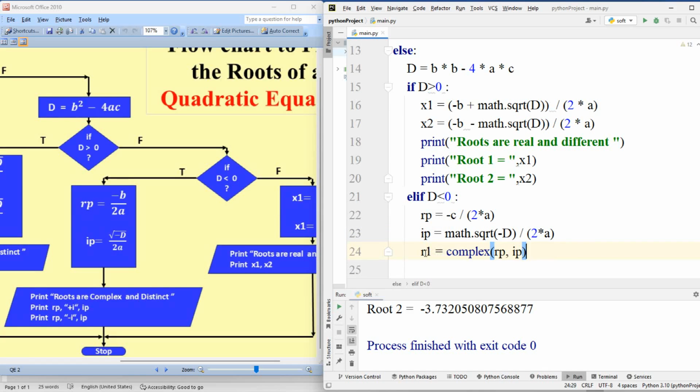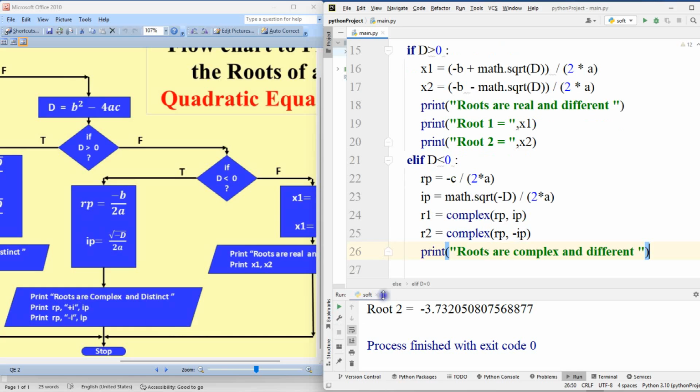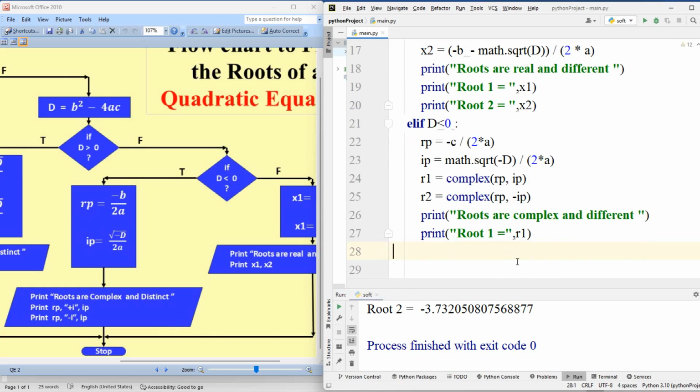There onwards, R1 equals complex of RP comma IP, R2 equals complex of RP comma minus IP. Before displaying these two values, first let us display the characteristics of roots using the print statement. Characteristics of roots are like this: roots are complex and different, and root 1 is equal to R1, root 2 is equal to R2. Here only, let us execute this program.